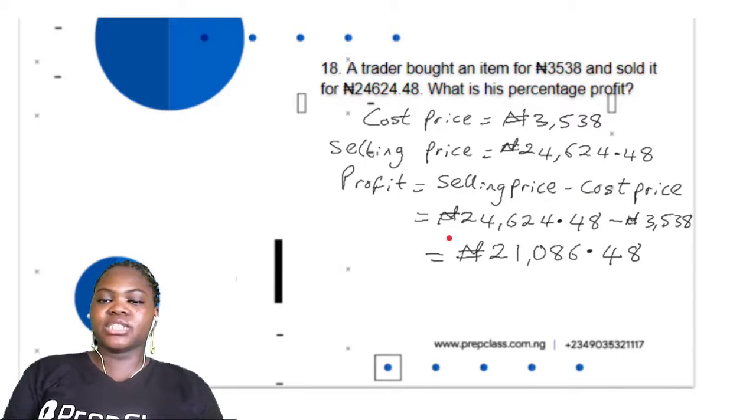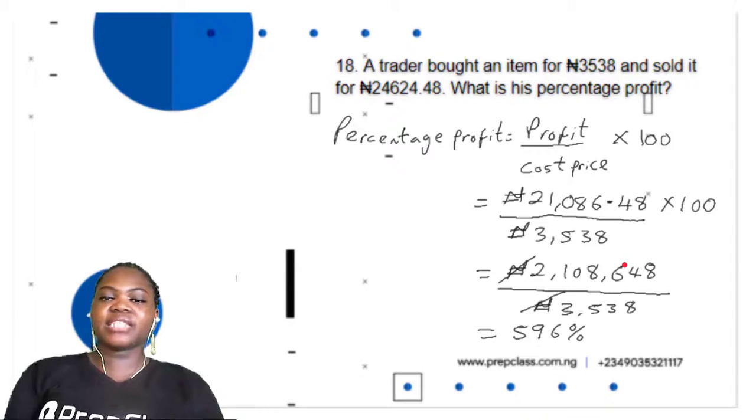So the selling price is 24,624 naira 48 kobo, and the cost price is 3,538 naira. So let's subtract 3,538 naira from 24,624 naira 48 kobo. So we're going to have 21,086 naira 48 kobo. Now let's find out the percentage profit.